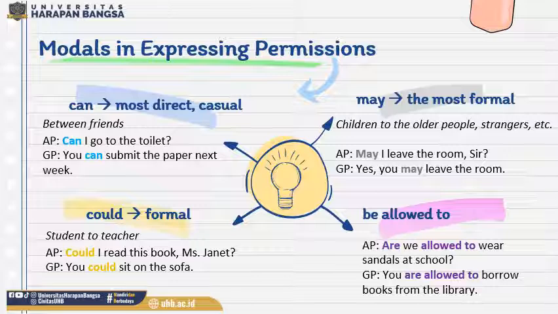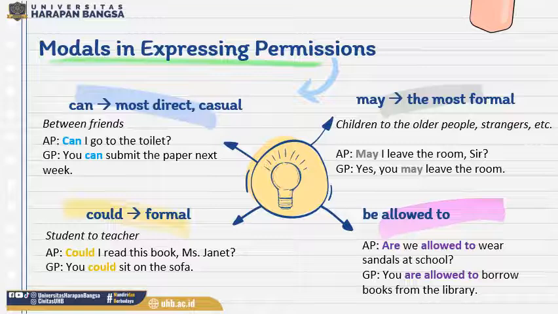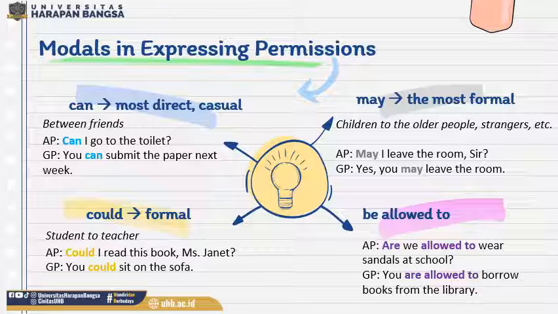Misalnya di sini untuk asking permissionnya, meminta izin, could I read this book, Miss Janet? Bisakah saya membaca buku ini, Miss Janet? Nah, and then giving permission. Jadi seorang siswa berkata pada gurunya, you could sit on the sofa. Anda bisa duduk di sofa. Nah, could di sini dipakai untuk menunjukkan politeness, kesopanan atau formalitas ya.